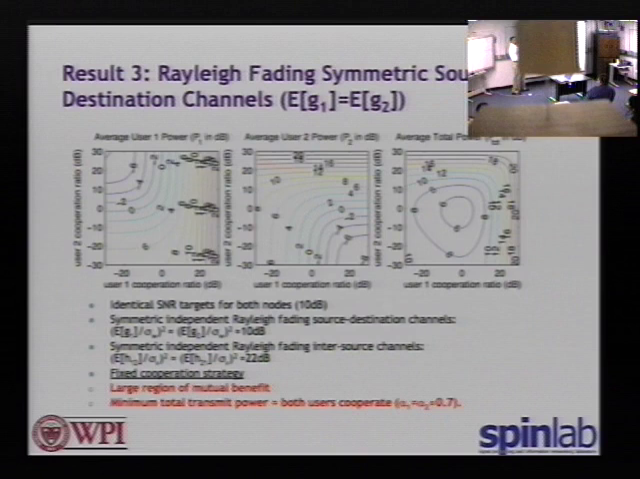So there's clearly going to be a large intersection where both nodes can get an advantage on an average power basis. On a total power basis, it's going to be infinite if you keep going in this direction, but from this case here, you can get several dB of gain with respect to the no cooperation case.